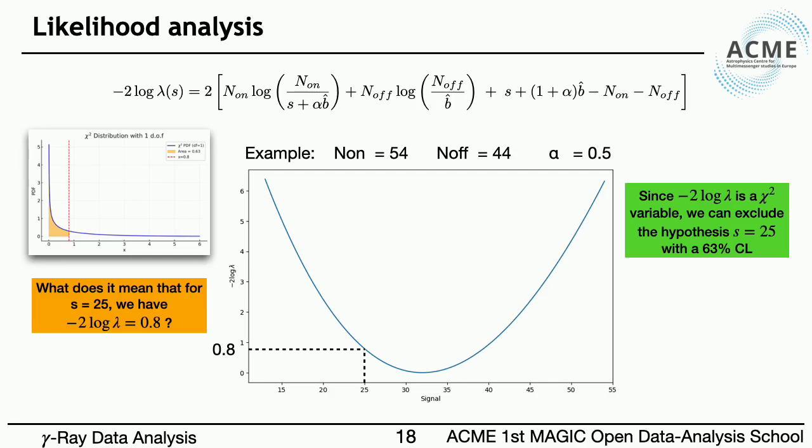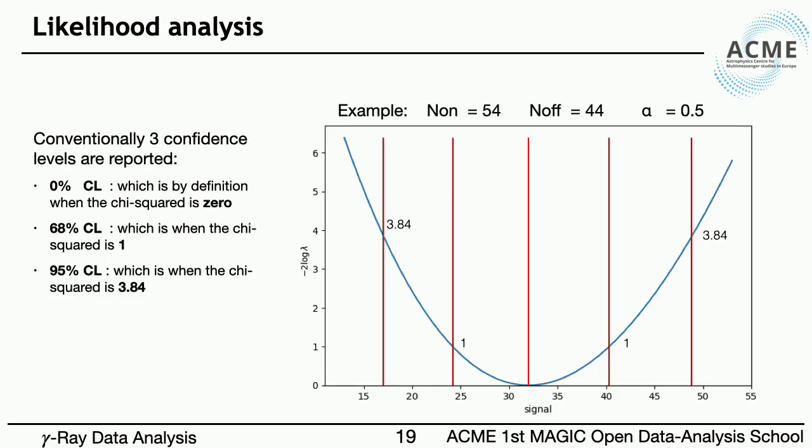So this is in a nutshell the goal of our inference analysis: to construct this variable that is a chi-square variable that depends on the signal strength, and this variable tells us with which confidence we can exclude a given hypothesis of the signal strength. But among all possible confidence levels, usually 3 confidence levels are reported. So the 0% confidence level, which corresponds by definition to the best fit value.